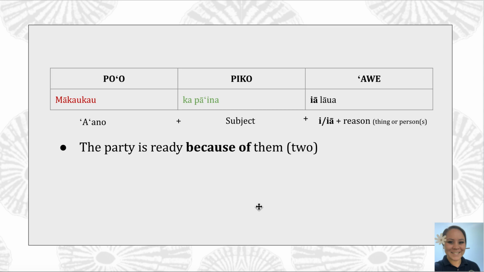The party is ready because of them. Ready is our a'ano word, makaukau. Makaukau ka pa'ina ia lawa. Notice how we use ia here. We use ia because we have a papani, or lawa, for them too.